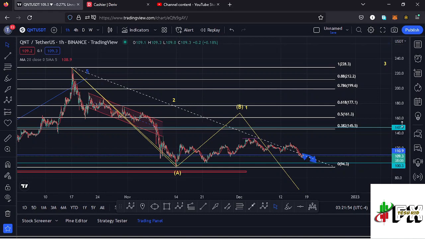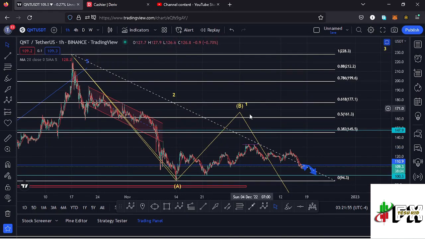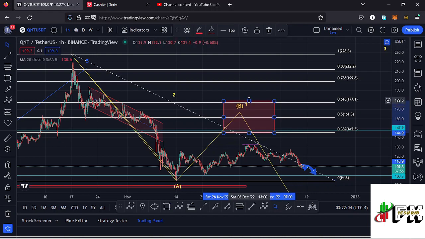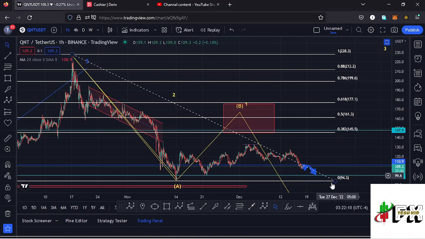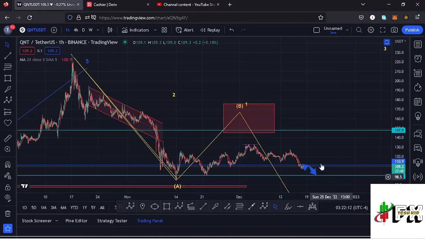That gives me a minimum retracement area to the upside between the fib level 0.382 and the fib level 0.618, and I can mark that target area here on the charts, which perfectly lies between the $177.1 mark and the $145.5 mark, and that is the minimum that I'm expecting that wave B to the upside to do.